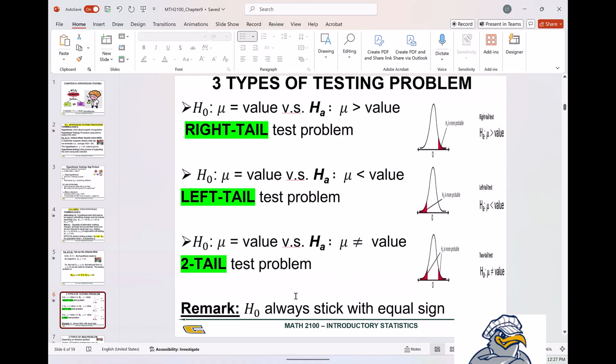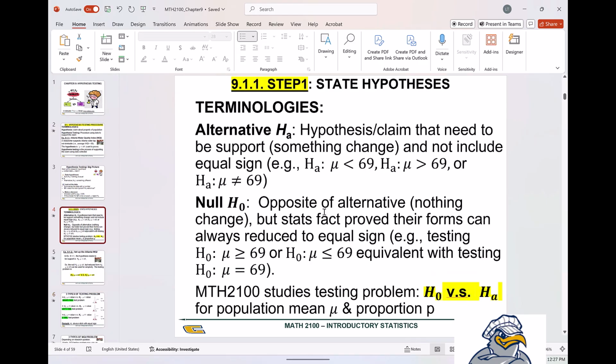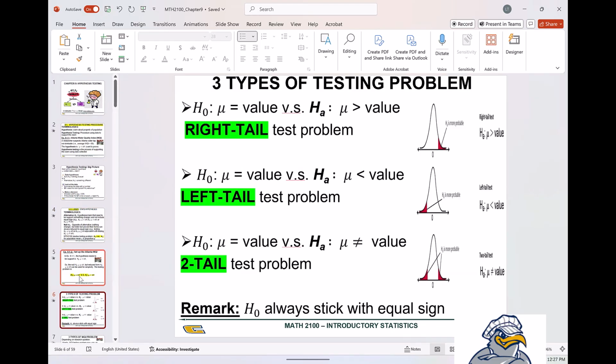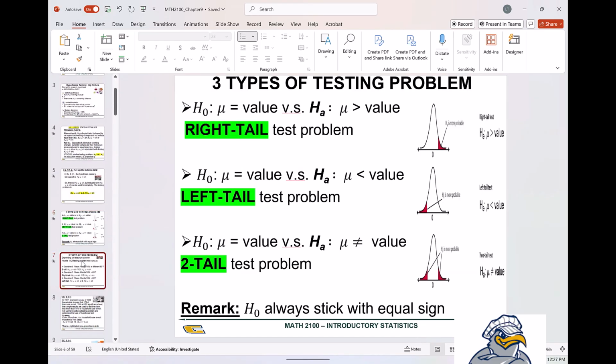And here remark again, your H not always sticks with the equal sign. There are some reasons why that is the case, but basically for our level, you just remember that. It makes your life easier when you process the problem, okay? But the logic is still that it's just the opposite of the alternative, okay? But you can write the reduced form, which only keeps the equal sign.